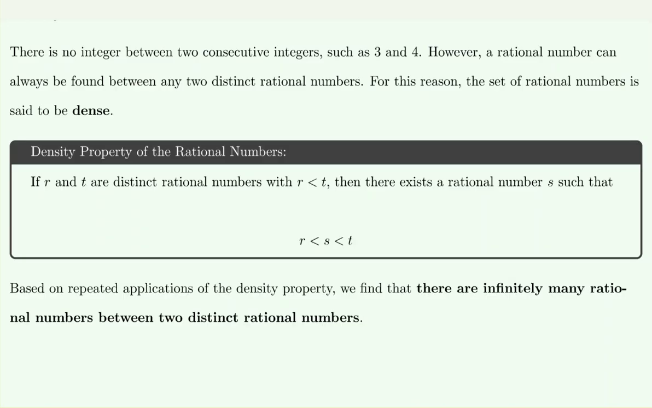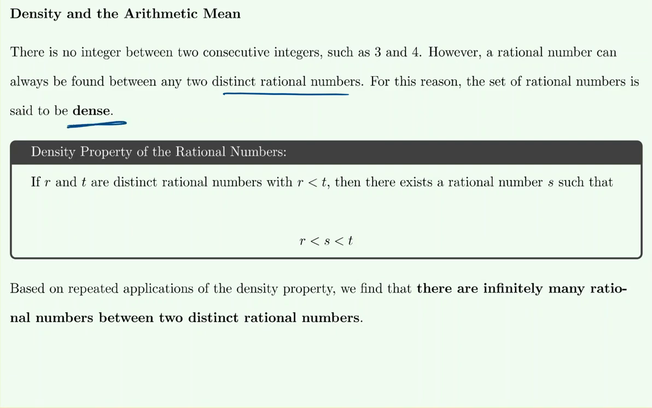Since between any two rational numbers there's actually infinitely many rational numbers, we call the set of rational numbers dense. We also call the real numbers dense, but we do not call the integers dense because there's only finitely many integers between any two integers.